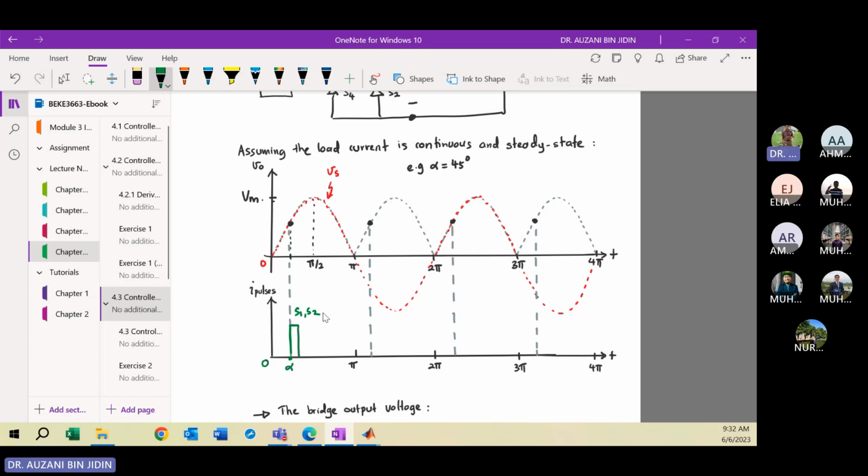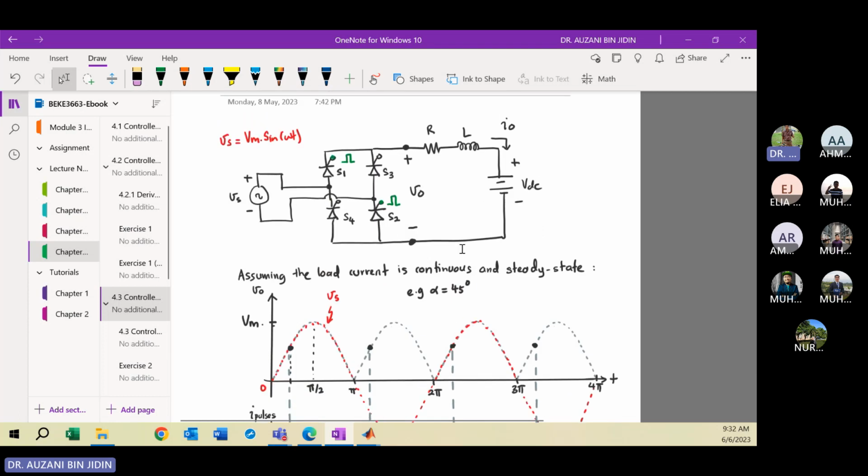For the first half cycle from 0 to pi, you must turn on S1 and S2. So you inject the current pulse at alpha. When the current pulse is injected to these two terminals, where will your VO be? Your VO will be equal to VS. Initially, sorry, maybe we start from this point. Your VO, maybe the orange color is okay. So VO will be equal to VS. Is it right?